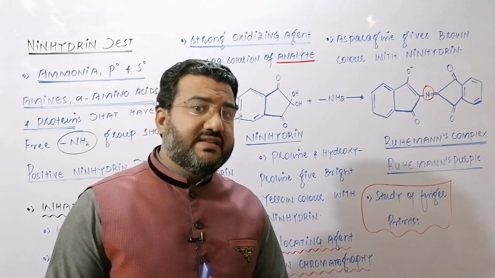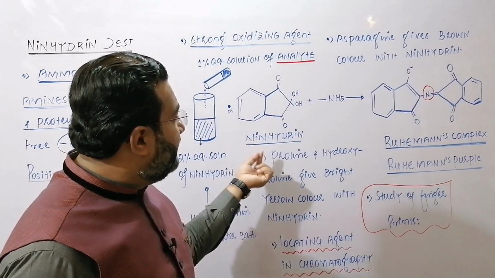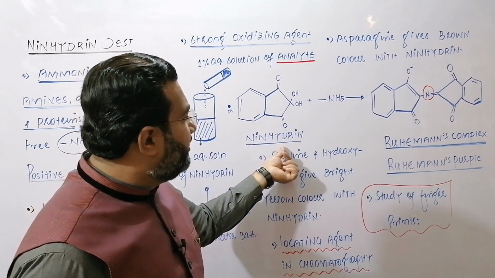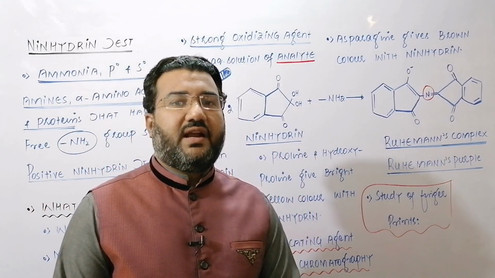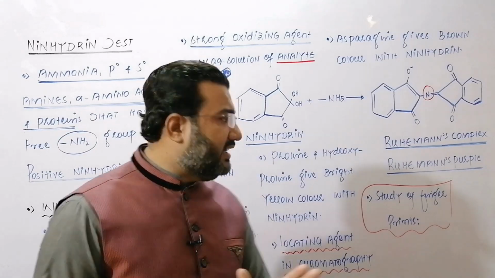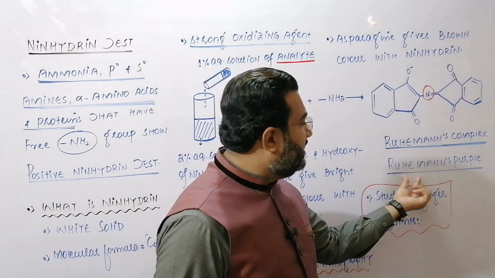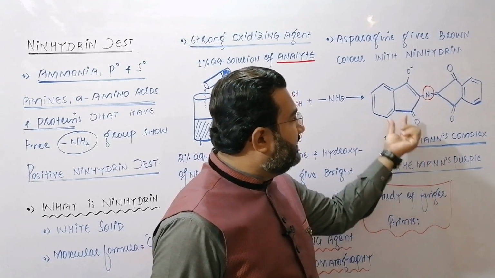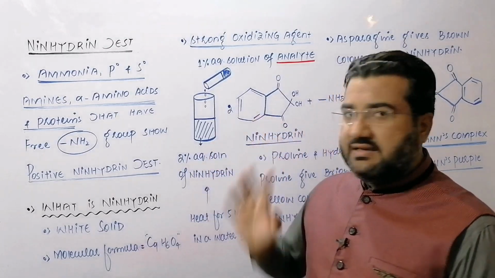And then in the second step, the reduced form of the ninhydrin will react with the second molecule of the ninhydrin and the ammonia formed in the first step. As a result of this reaction, a complex, Ruhemann's complex, will be formed, which is also called Ruhemann's purple, and this complex has the blue color which appears in this test tube.